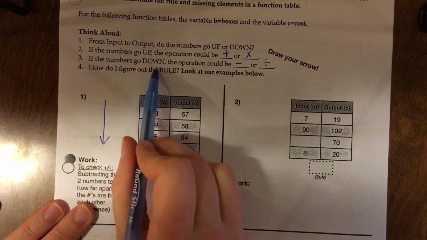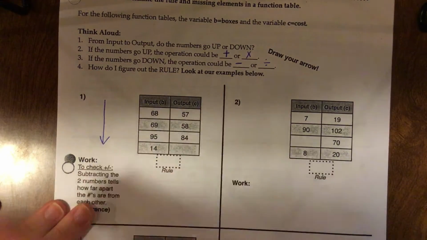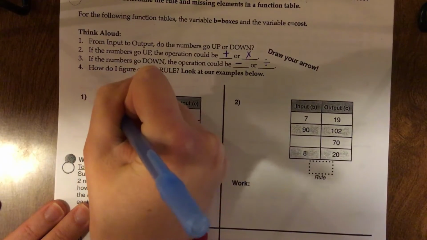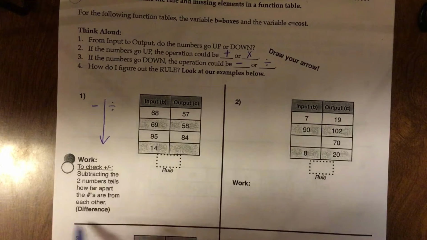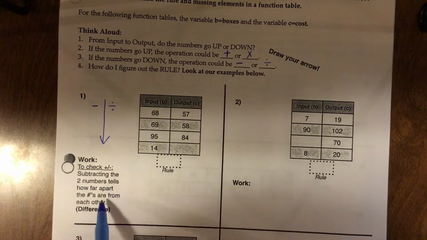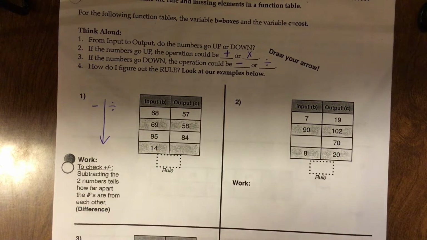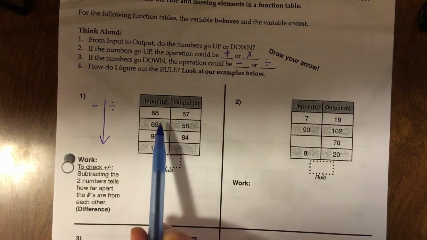Then if the numbers go down, the operations could be subtraction or division. So I'm going to put that on either side. And now I'm going to check. Here's a reminder to check for addition or subtraction: you can subtract the two numbers to tell how far apart they are, or divide them to tell the difference.